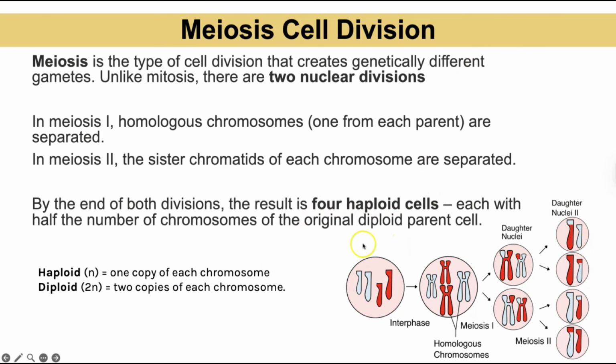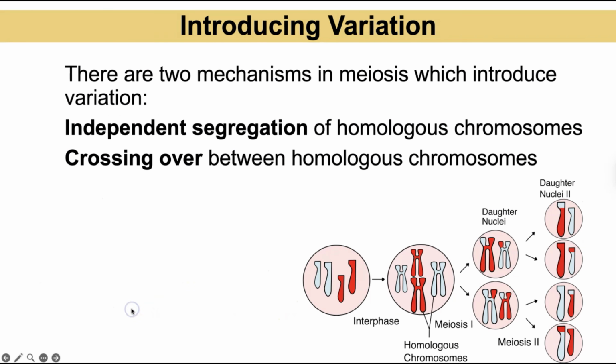So I've just put this down here as a reminder of what haploid and diploid means. Haploid means 1 copy of each chromosome, and that is what you'd have in the gamete. So for example, the haploid number for a human is 23. Diploid means 2 copies of every chromosome. So for humans, the diploid number is 46.